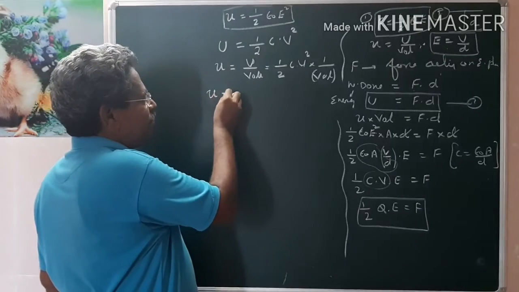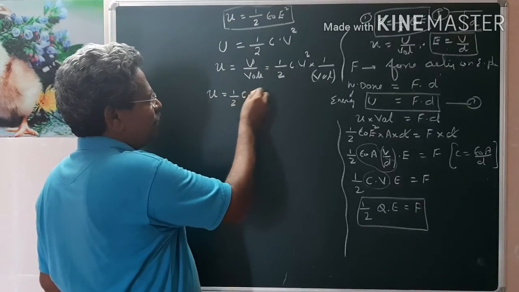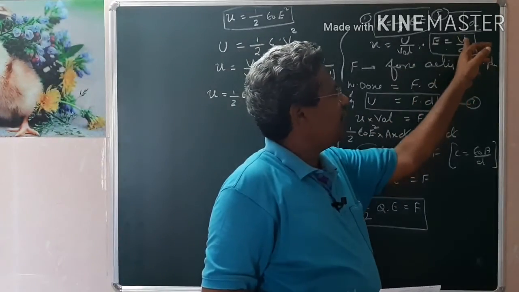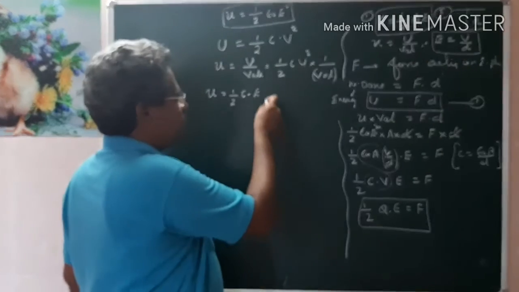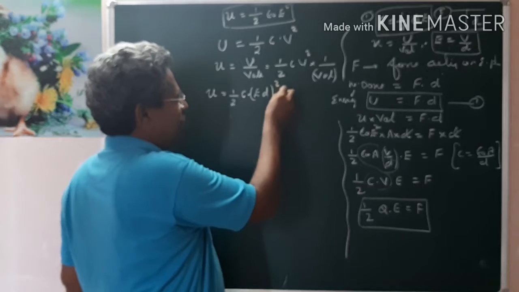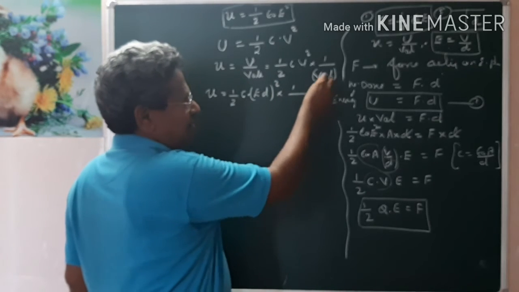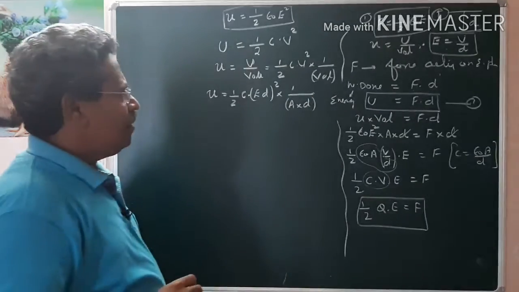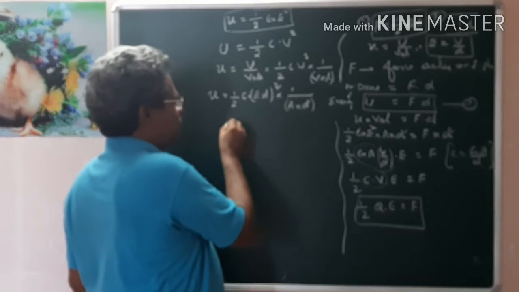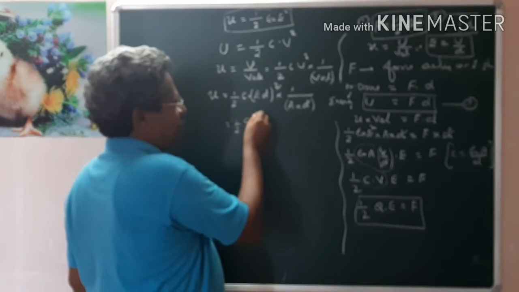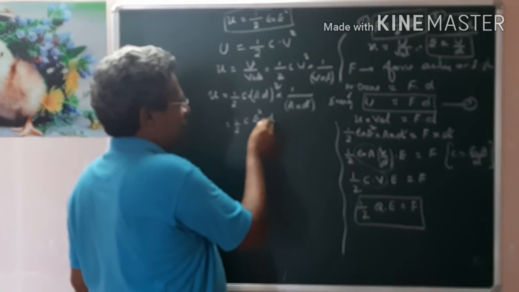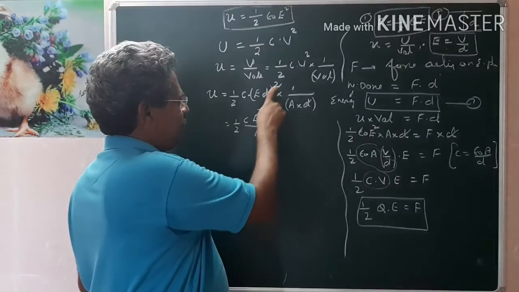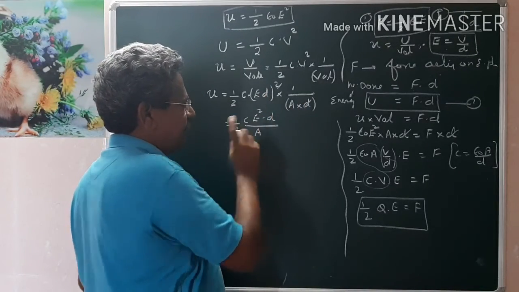Therefore, energy density per unit volume could be written as half into C into V squared. V is nothing but, you see, E is equal to V by D, or potential V is equal to E into D. Therefore, E into D, this whole squared, into 1 by volume. Area into distance between the two plates is volume. Naturally, one D cancels, therefore this is half into C into E square into D divided by A.